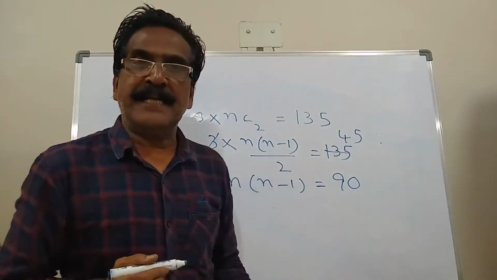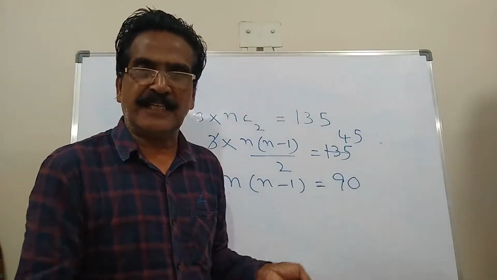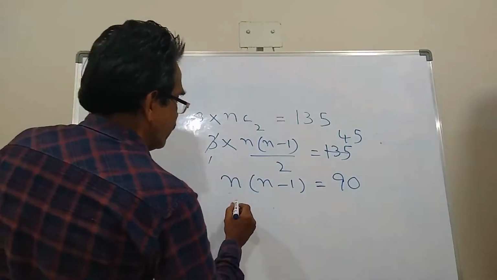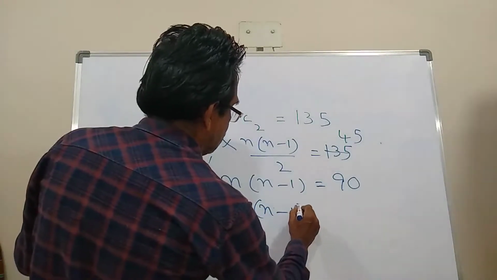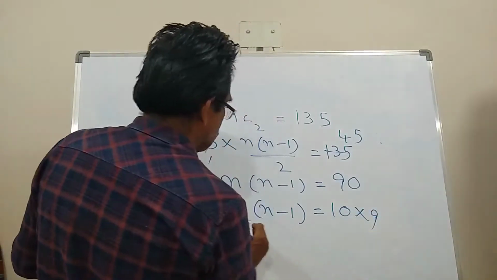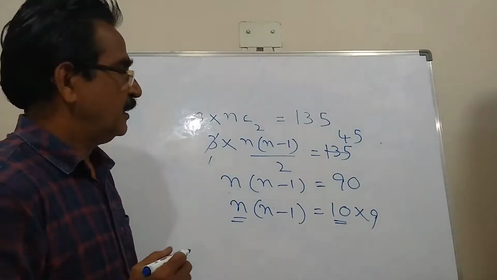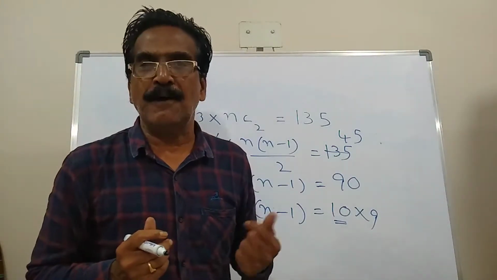n and n minus 1 are 2 consecutive integers. This 90 can be factorized into 2 consecutive integers as 10 into 9. So n into n minus 1 is equal to 10 into 9. So n is equal to 10. So this is the way how we have to solve this type of problems.